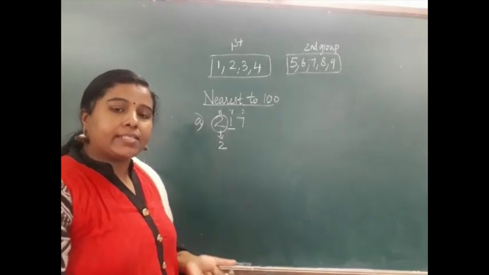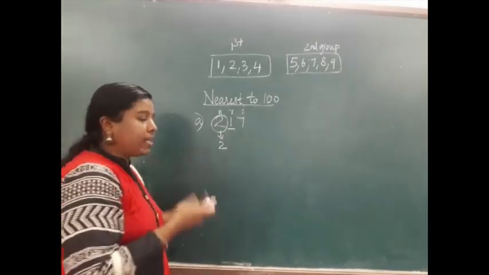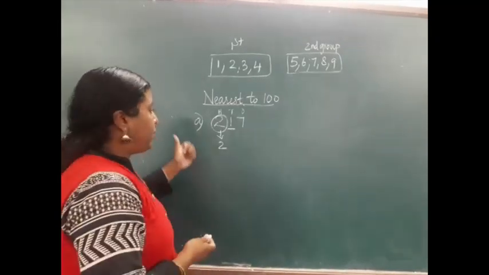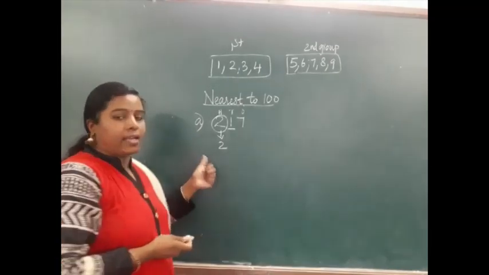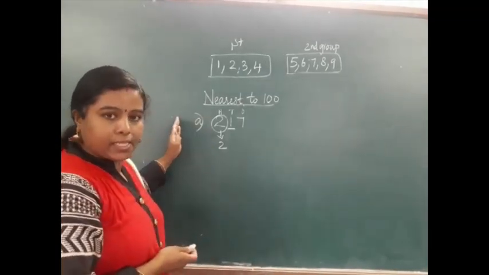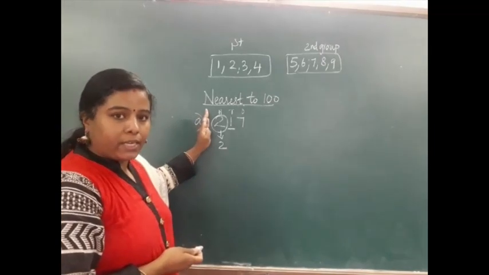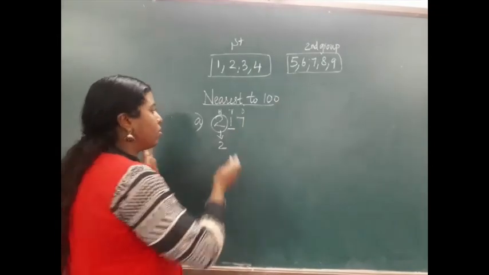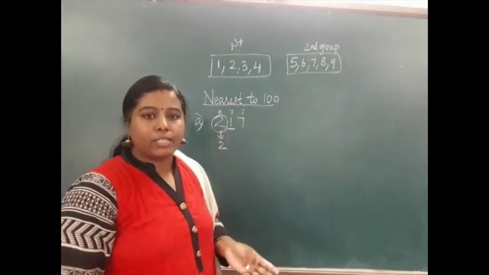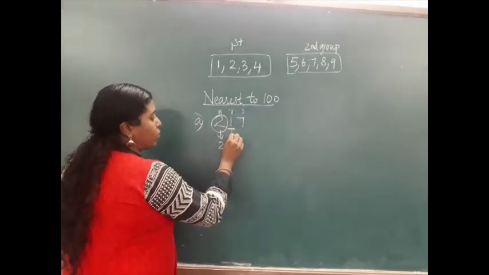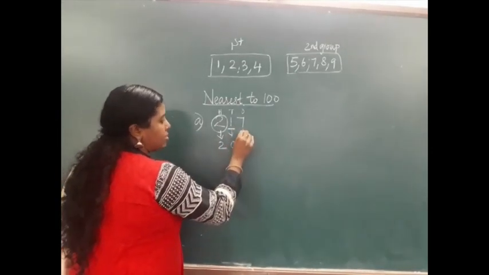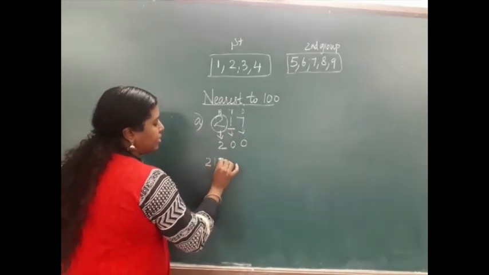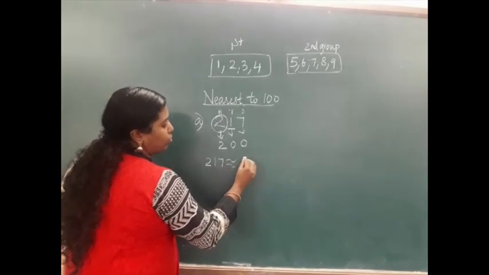Okay. Now the next step is if there are any left side places, all the digits on the left side should be written as they are. But here there are no left side places, right? So no need to do that. Now change the right side digits into 0. So all the right side digits we will change into 0. So 1 will become 0 here. 7 also will become 0 here. So 217 is rounded off to 200.